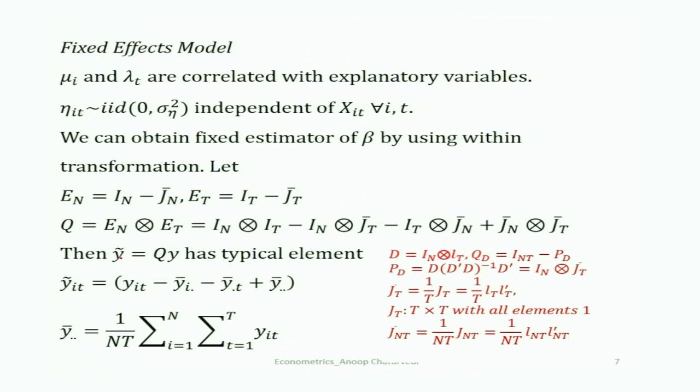Now, suppose we define y curl equal to Q y, then y curl has typical element, say y_it curl equal to y_it minus y bar i dot minus y bar dot t plus y bar dot dot. In fact, you are multiplying y by Q. So, the first element you get from here, I_n Kronecker product I_t is I_nt. So, you get y itself, you get y_it.